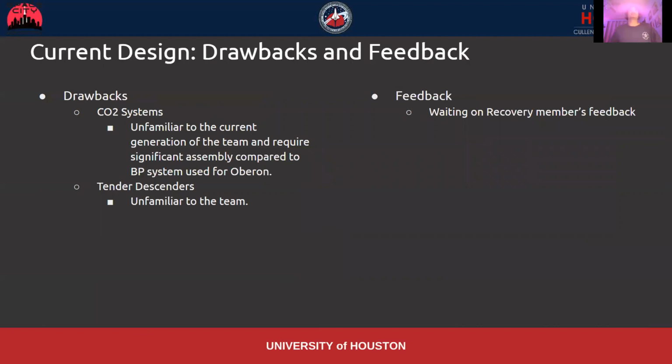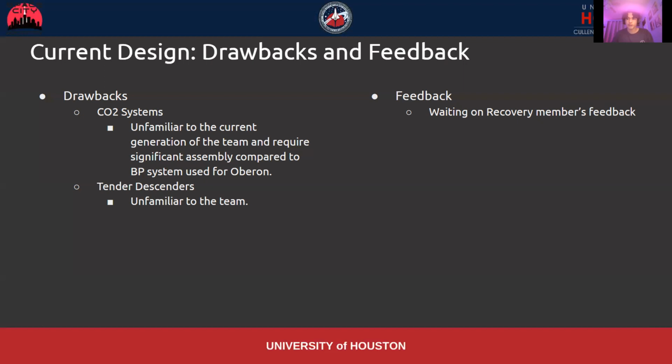So the drawbacks of our system, I think one of them is that we are using CO2, and this might not necessarily be a drawback. It's just something that we have to think about. And that is that we are unfamiliar with CO2 systems, and they require, I would say, some tedious assembly compared to how relatively easy it is to assemble the powder systems. And kind of the same thing with tender descenders. I don't think anybody has messed around with them. So we're going to be the first ones to do that.